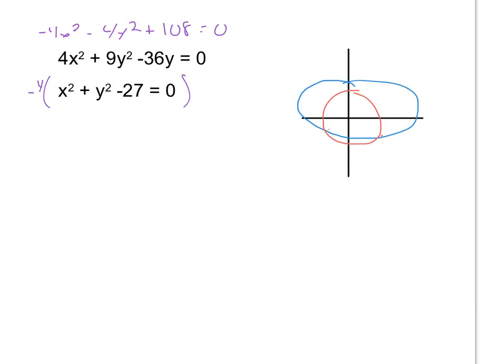I'm now going to combine these two equations up top here. The x squareds will go away. I got 9y squared minus 4y squared, which is 5y squared, minus 36y, plus 108, 180. Let me erase that. Plus 108 is equal to 0.